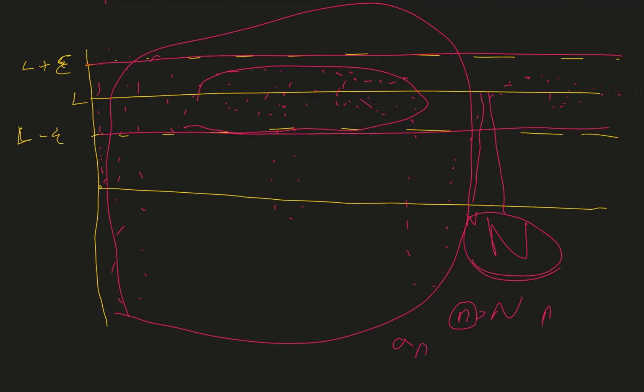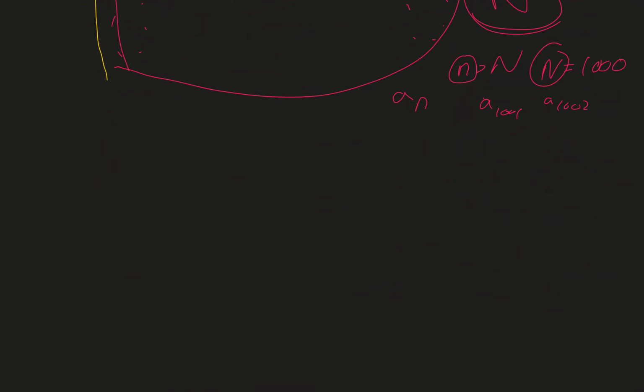For example, N right here is 1000. Then for all n greater than this capital N, for example, a 1001, a 1002, all of them till a 1 trillion, till a 1 zillion, they stay in this tube and never get off this tube. So let's take a look at how epsilon and N relate.